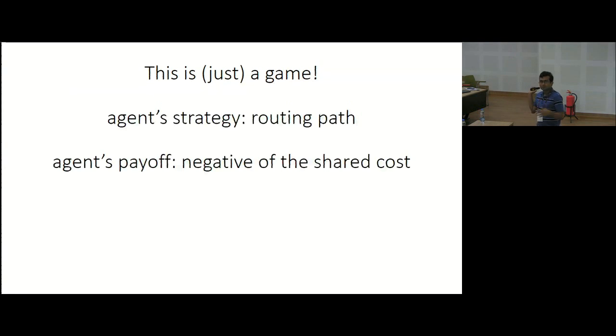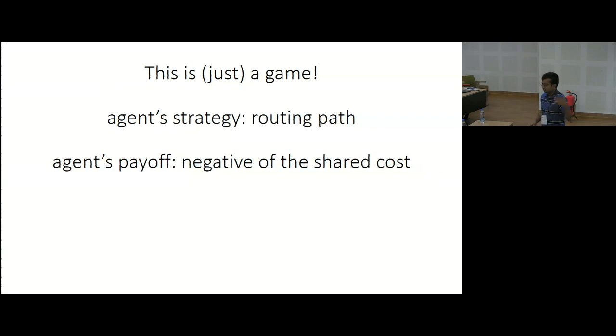Now, as most of you must have realized by now, this is simply a game in the classic game theory sense. So agent strategies are routing paths. So every agent has to pick one of her strategies. The different strategies are these different routing paths that the agent can pick.